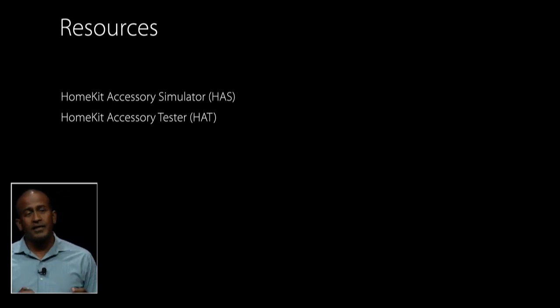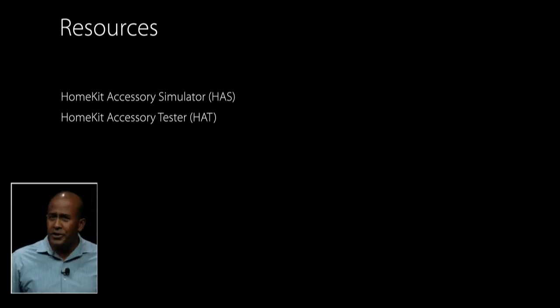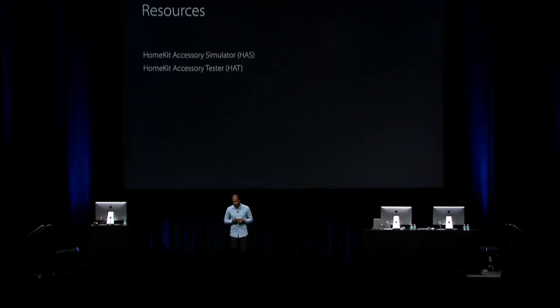We urge you as accessory manufacturers to exclusively use HAT all through your development cycle, because this way you'll ensure that your accessory is compliant to HomeKit specifications, and also ensure that your accessories work with past and future versions of iOS. Now, HAT also provides you debug information that may not be available to you when you use iOS. But the most important reason is that we use HAT at Apple to certify your accessories.